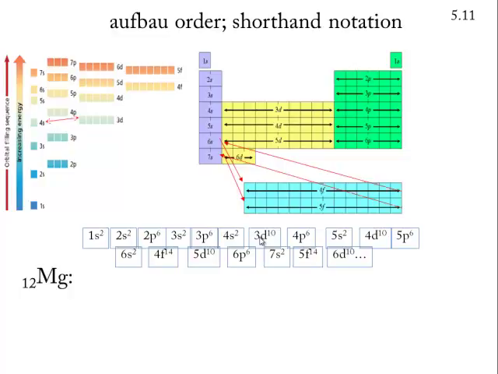Let's do a small one like magnesium. Easy, just stop at 12. I think that would stop at 3s2. 2, 4, 10, 12. Just look at the exponents. 2, 4, 10, 12. Good.